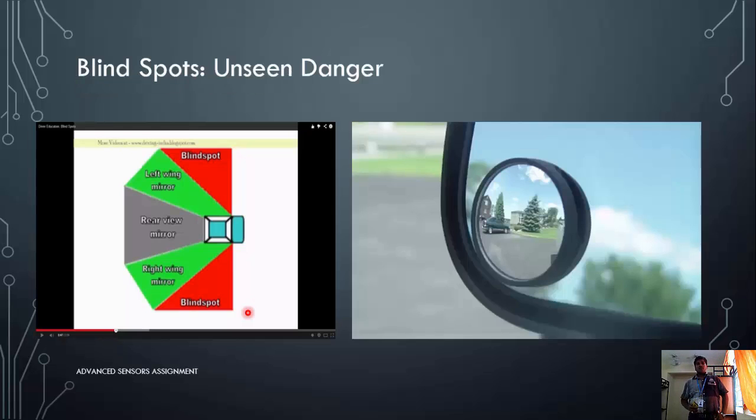Here you can observe in the video what is meant by a convex mirror and how a blind spot occurs, where the blind spot is, and all these things.